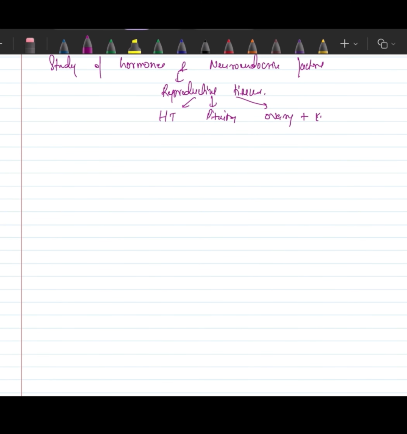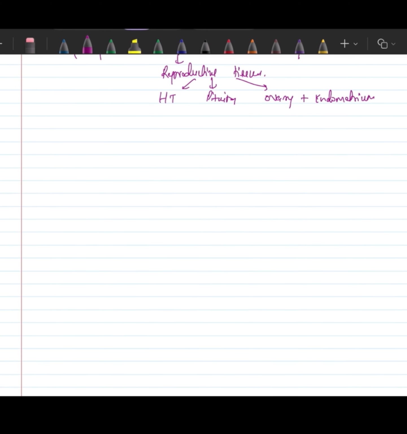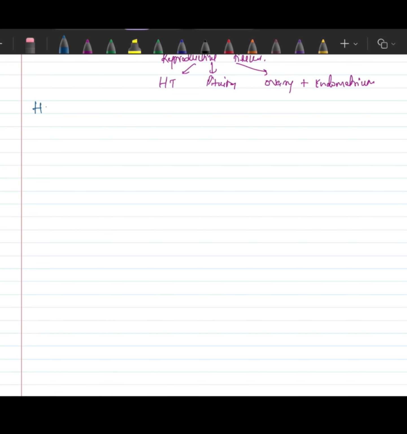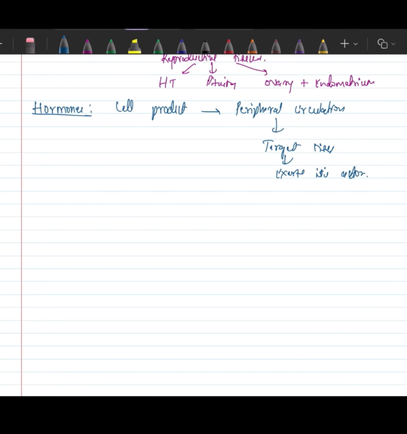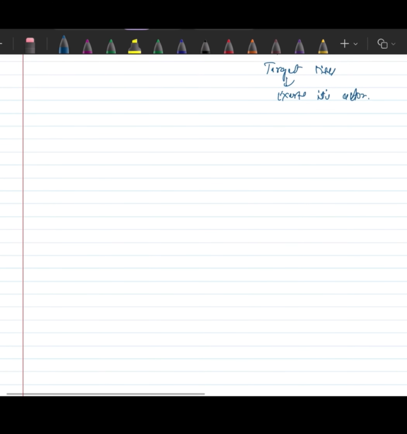So, what is a hormone? A hormone is a cell product which is secreted into the peripheral circulation, and it affects distinct target tissues. This is what we call an endocrine secretion. We have different types of hormones based on their action, that is paracrine, autocrine, and intracrine.